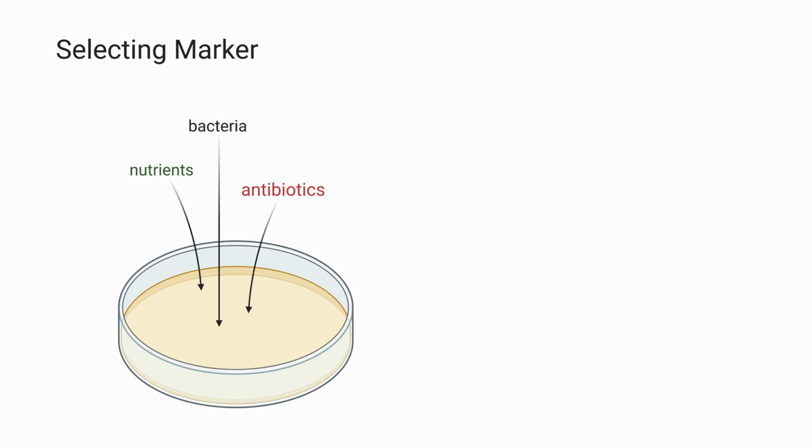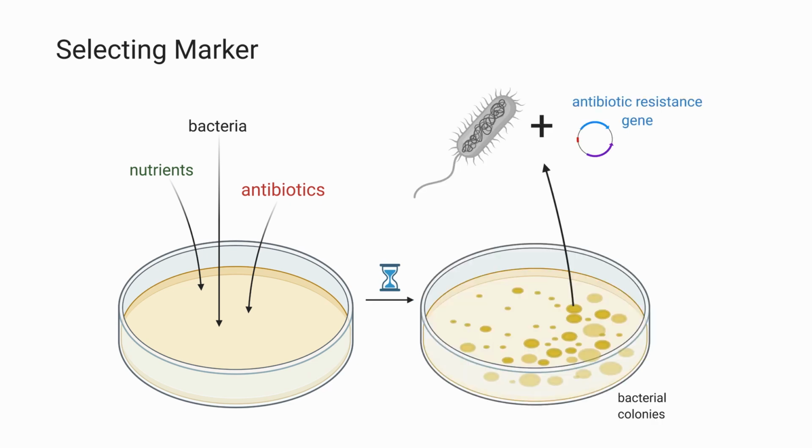Now we can let the cells grow on a surface that contains nutrients and the specific antibiotics. Since only our transformed cells that use the plasmid can tolerate the antibiotics, only they are able to grow. That's how we know our transformation worked. Now that we know the bacteria contain our gene, it has the instructions from the blueprint to produce the protein for us.